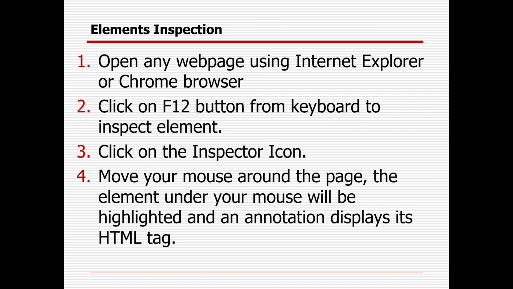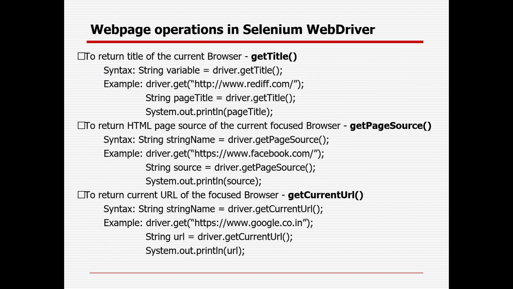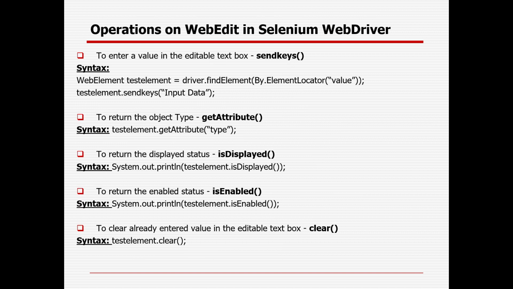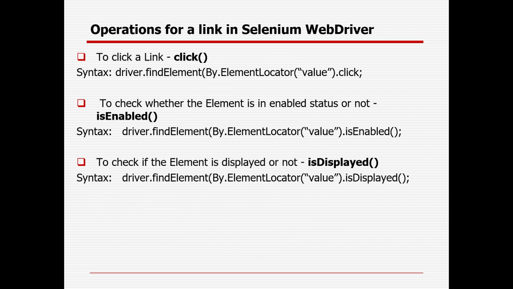Locator is nothing but the different ways through which you can identify an element: with ID, name, class name, tag name, link text, partial link text, CSS or XPath. You can get the title, get the page source, or get the current URL of the browser using the driver properties. You can close the browser, you can navigate from one page to another, navigate back, forward, refresh, or maximize the page.